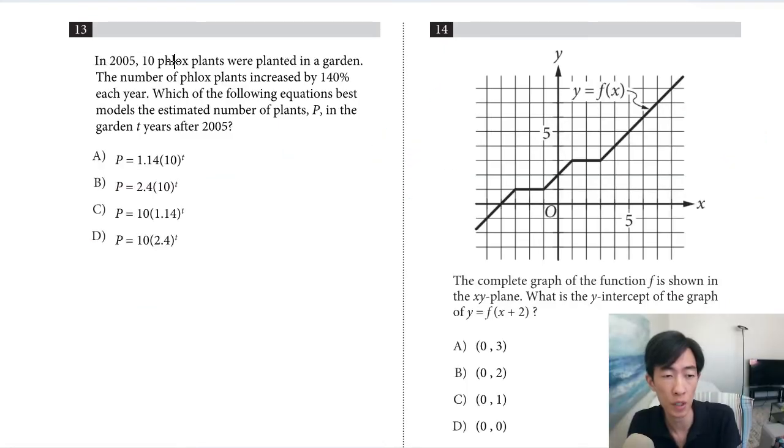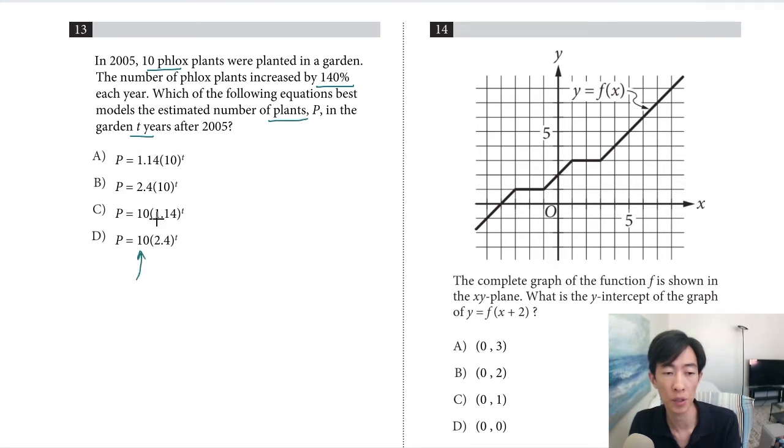Question 13, in 2005, 10 phlox plants were planted in a garden. The number of phlox plants increased by 140% each year. Which of the following equations best models the estimated number of plants P in the garden T years after 2005? So if you've got an increase by 140%, and notice by looking at the answers, this is a typical exponential growth problem. They all follow the same format, the equations.